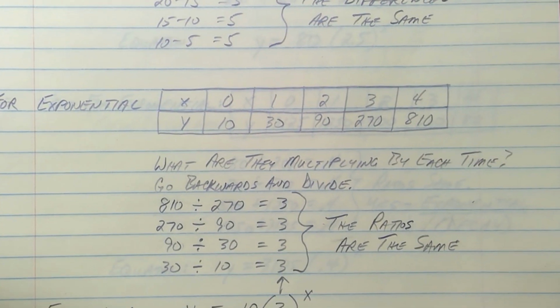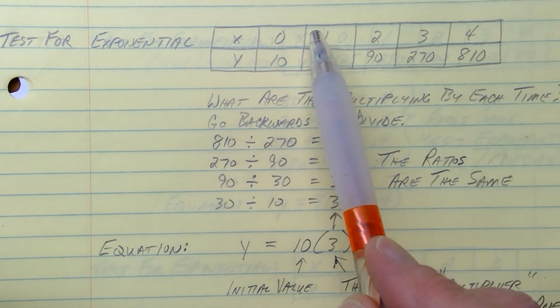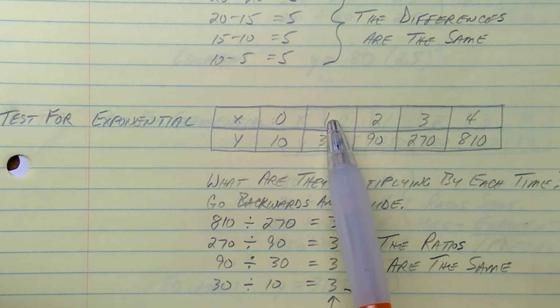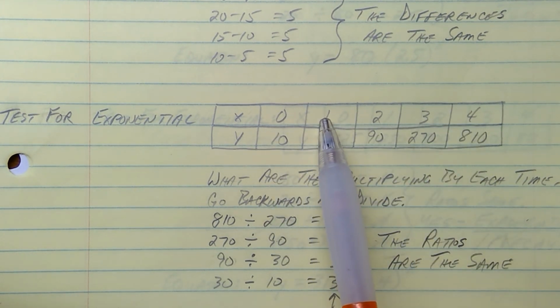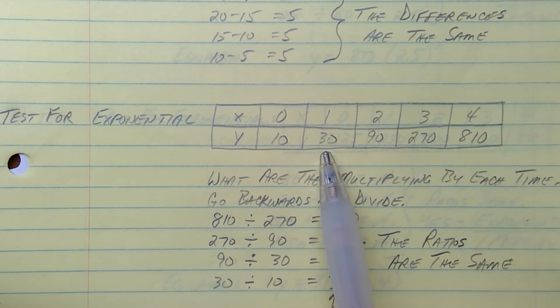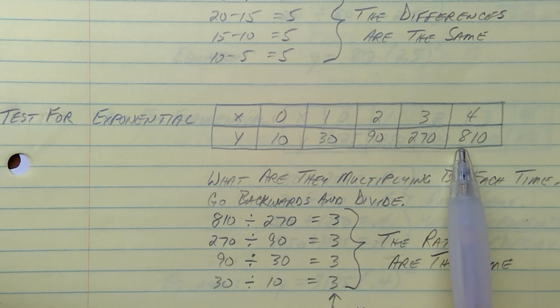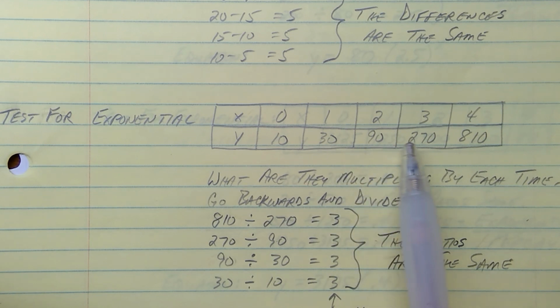But what we're testing is exponential. All right, I want to test this table and I want to see if it's exponential. So it looks like they're going up by ones. Maybe a week goes by, 2 weeks, 3 weeks, 4 weeks. As time goes by, this y amount is increasing, increasing, increasing, increasing. All right, now I'm going to test it and see what they're increasing by.